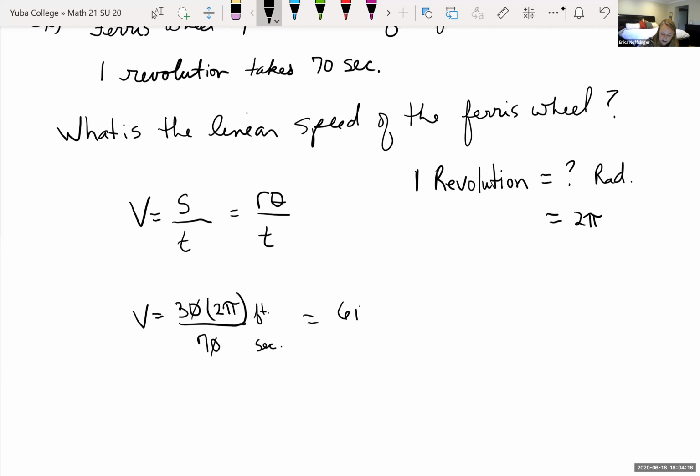There was one other question for this asking us what is the angular speed? So that was part A. Part B: what is the angular speed of the Ferris wheel?